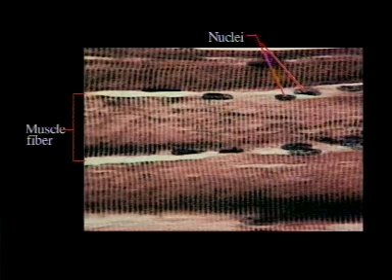The striations are produced by alternating dark and light bands that appear to cross the width of the fiber. The dark bands are called A bands and the light bands are called I bands. At high magnification in an electron microscope, thin dark lines can be seen in the middle of the I bands. These are called Z lines.